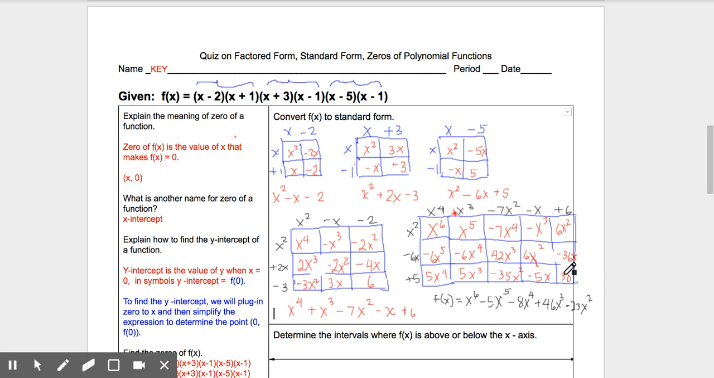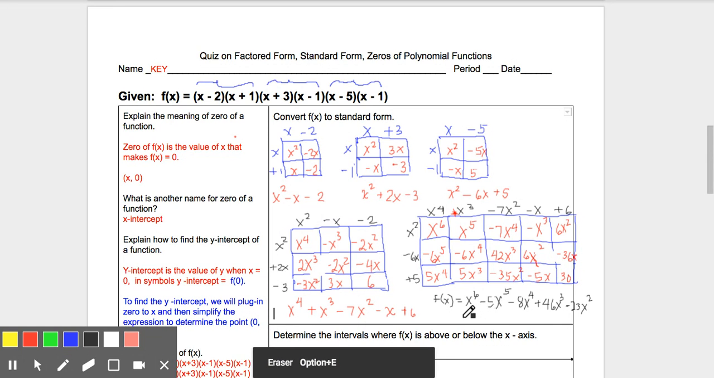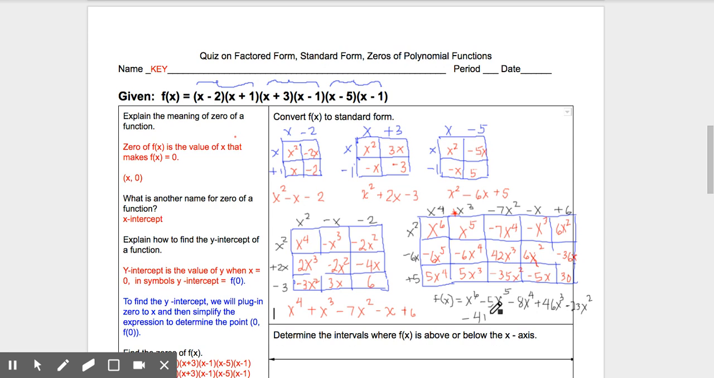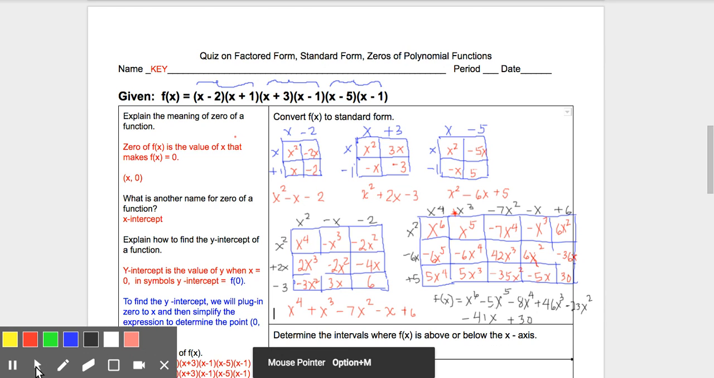So now this will be followed by x's. And both of them are negative, so we add them up. So let's just put this here at the bottom. Plus 41x. Oh, no, not plus. It should be minus because they are both negative. So minus 41x. And lastly, we'll have plus 30. So this is f of x in standard form.